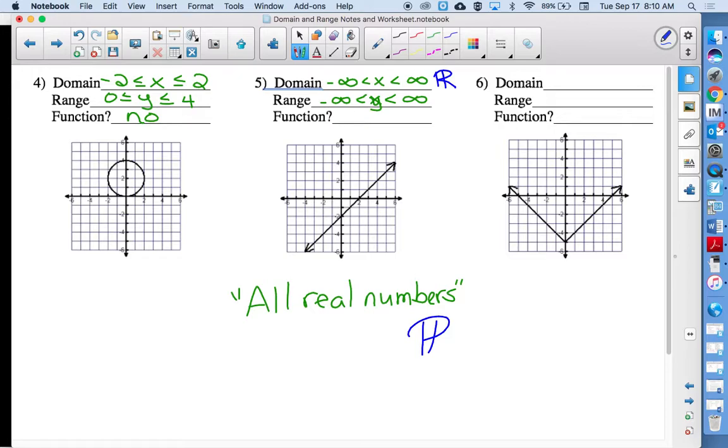So you could write the little R with the extra line, or you could say negative infinity is less than x, which is less than infinity. Both of those are acceptable answers. And then the last part, Peter, is this a function? Yeah. And if it is a function, is it continuous?